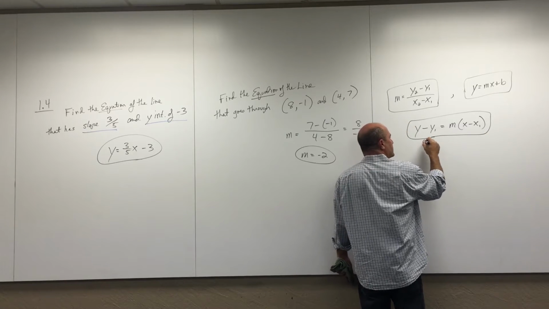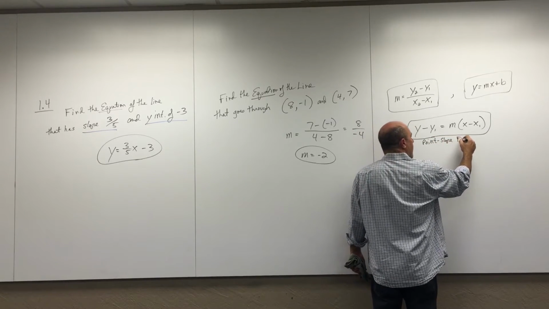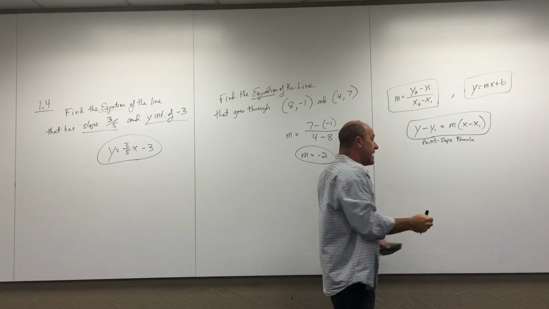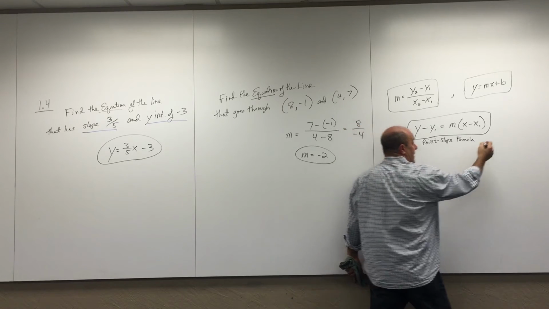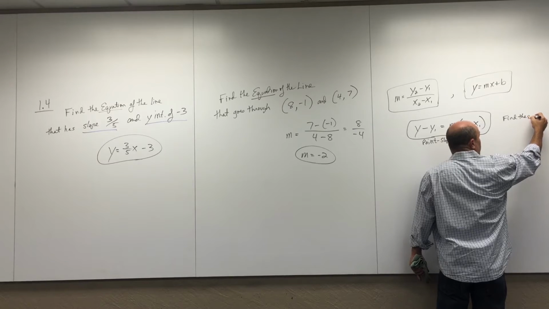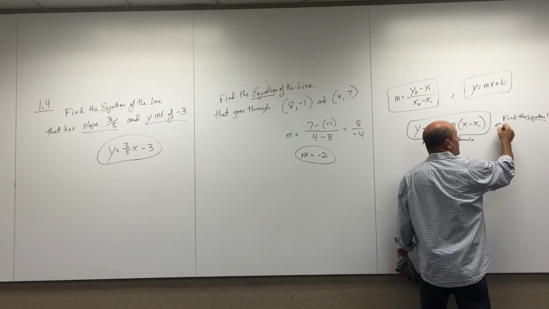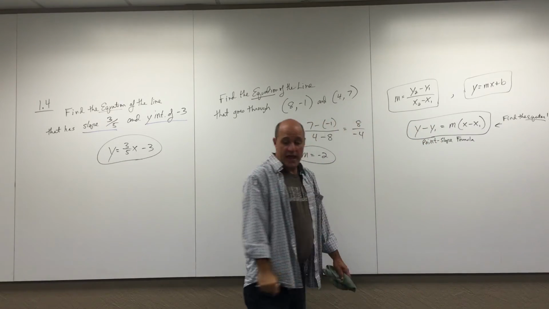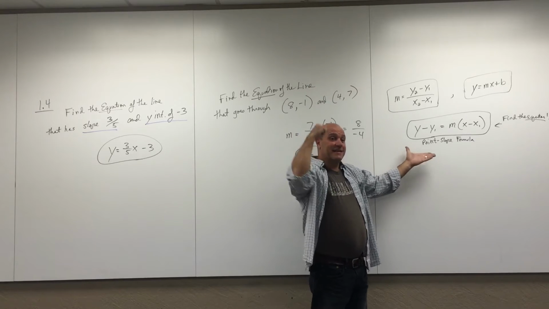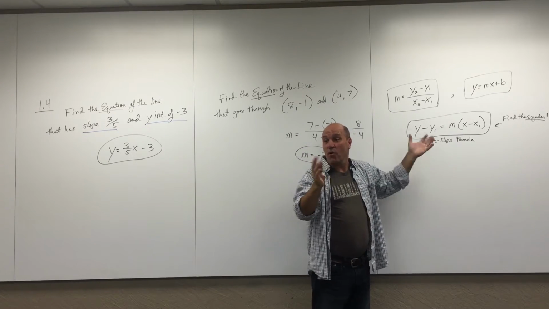This is called the point slope formula. This is a good formula to use when someone says, find the equation of a line. When someone says, find the equation of the line, you're usually using this. And in order to use this, what do you need? You need a slope and a point, any old point.